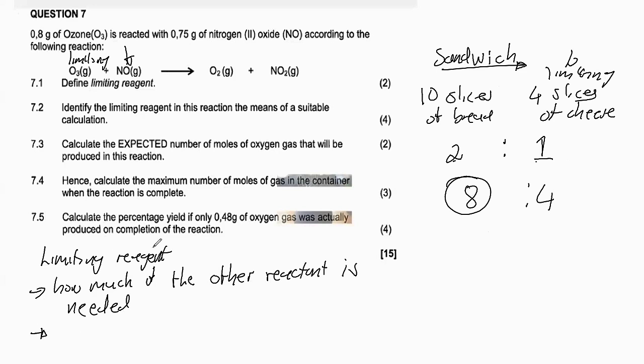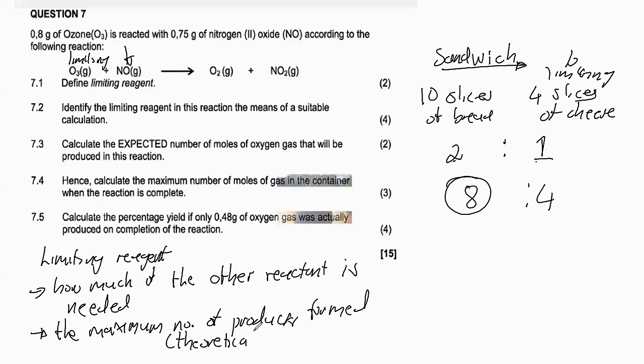And then number 2, the limiting reagent can tell you the maximum number of products that can be formed. So this is also known as the theoretical yield. Right? So if we want to determine the maximum number of products that can be formed, we are determining the theoretical yield. In this case, it would be asking ourselves, what's the maximum number of sandwiches that we can make from these ingredients that we have here?